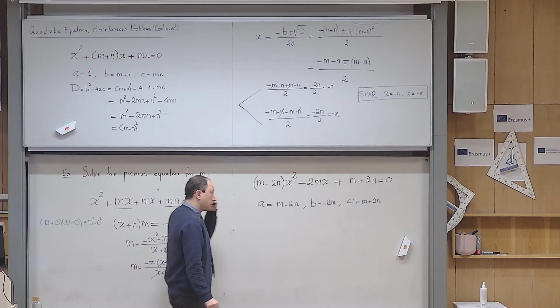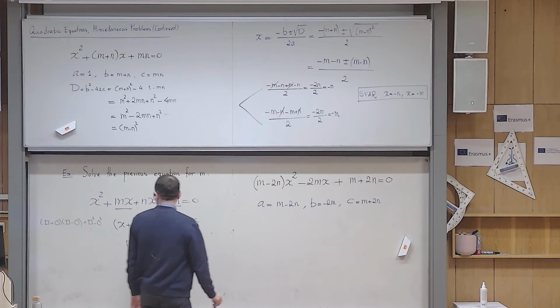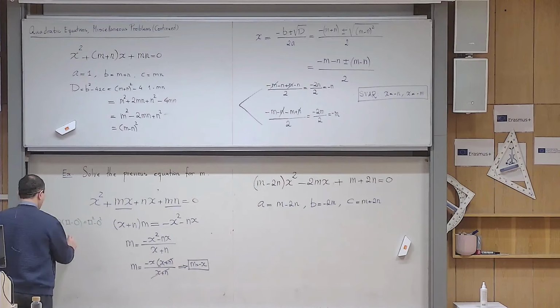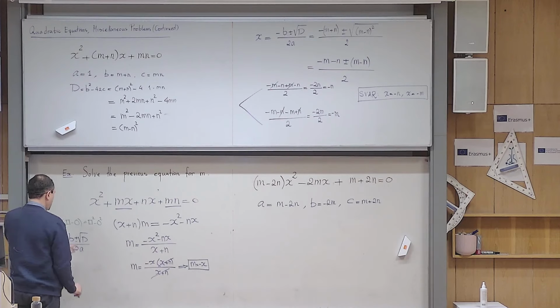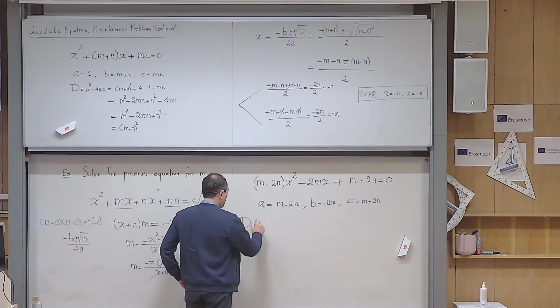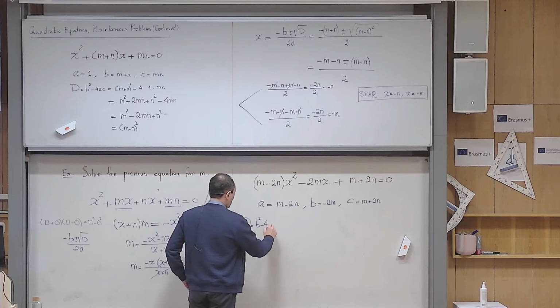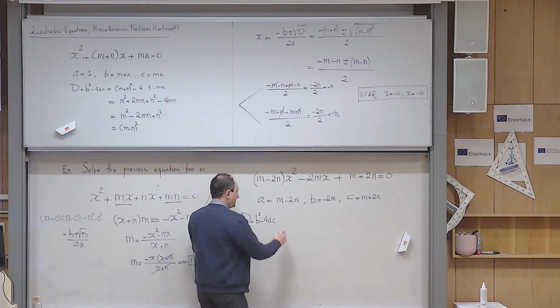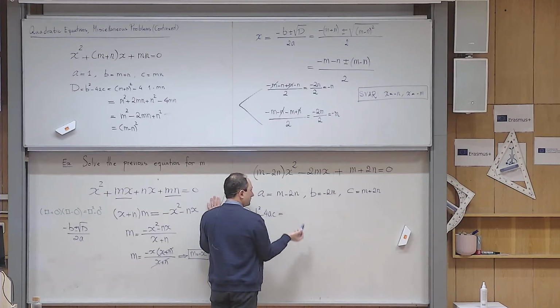Yes? Okay, and then you need the formula. So if you want, I can write the formula. It's minus b plus or minus the square root of d over 2a. So I need to calculate d first. So d is what? Is b squared minus 4ac. But you have to be patient and do this correctly.